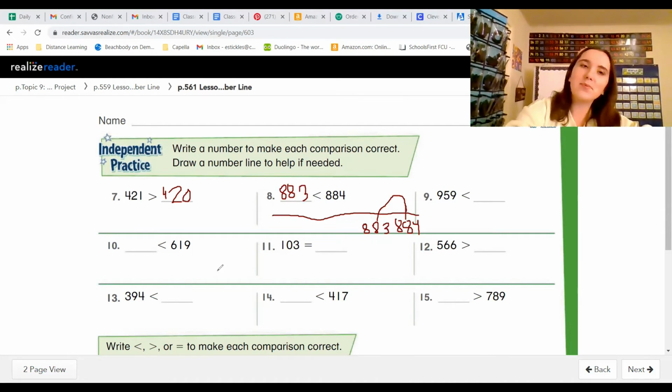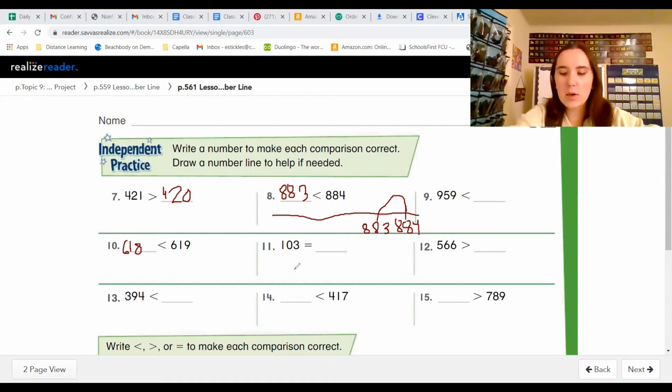Let's do number 10. Some number is less than 619. I could draw a number line, or I can think about it in my head. 19 minus 1 would be 18. So 619 minus 1 would be 618. That number is smaller than 619. So it makes my comparison true. 618 is less than 619. You do number 11, come back to me when you think you got it.